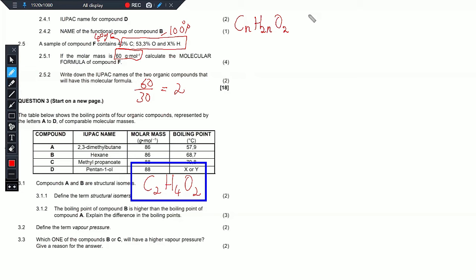Okay, then, if this has to be an ester now, what ester would this be? Obviously, there are two carbon atoms, so that means it would have to be methyl on the alcohol side and methyl on the ethanoic, or on the carboxylic acid side, right? So this would have to be methyl methanoate if it was to be an ester, right?